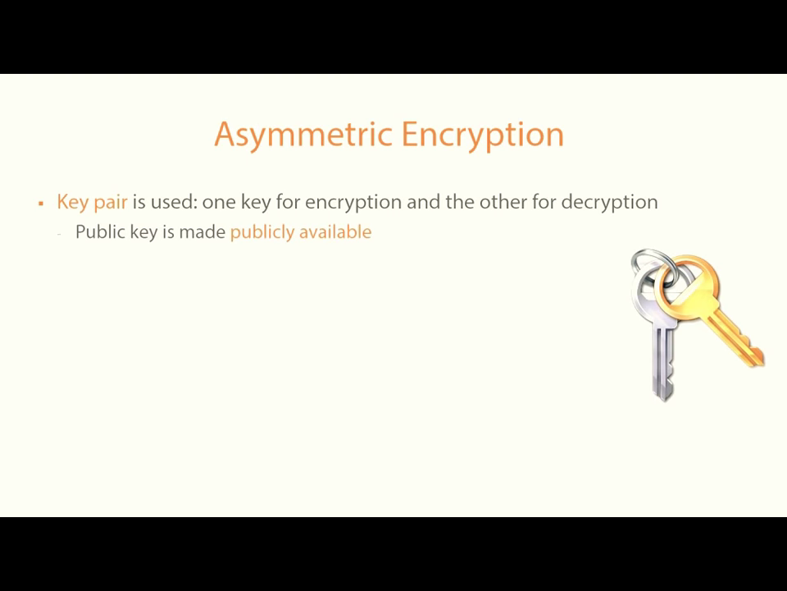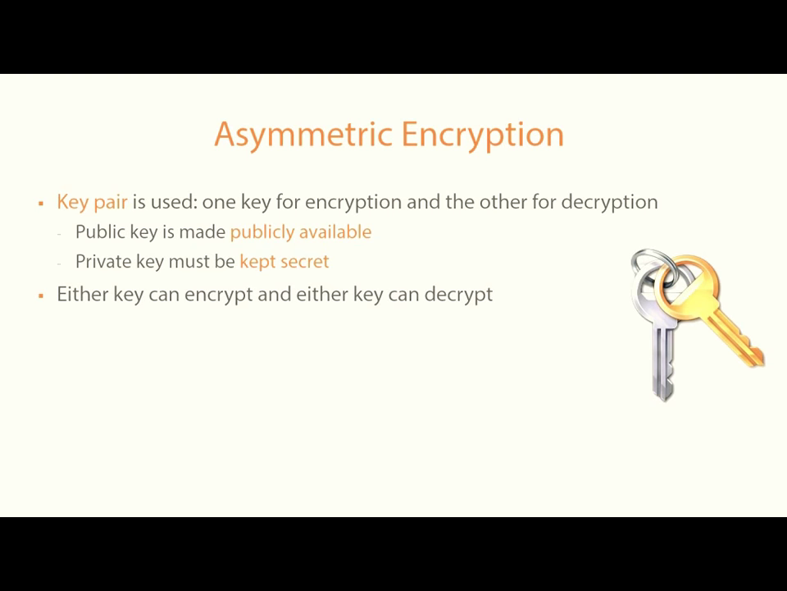A public key, as the name implies, is made publicly available. So you can give that to anyone. They can then use that to encrypt data back to you. A private key, on the other hand, must be kept secret. That must be guarded at all cost. And then either key can encrypt or either key can decrypt, depending upon what we're doing.